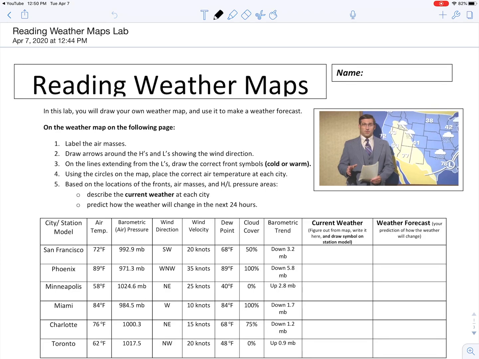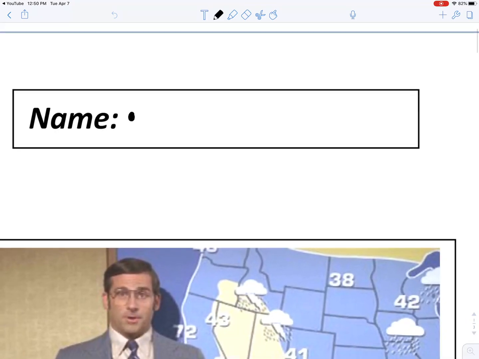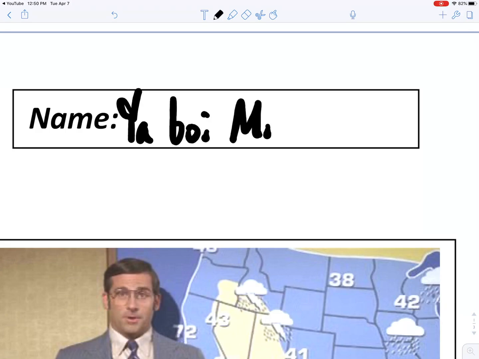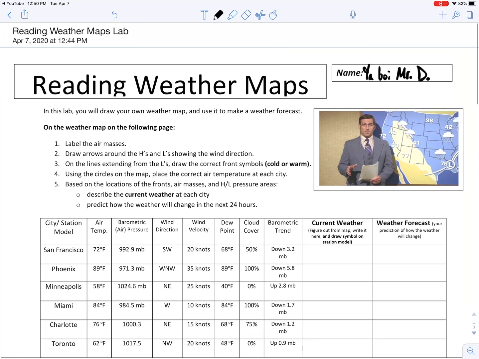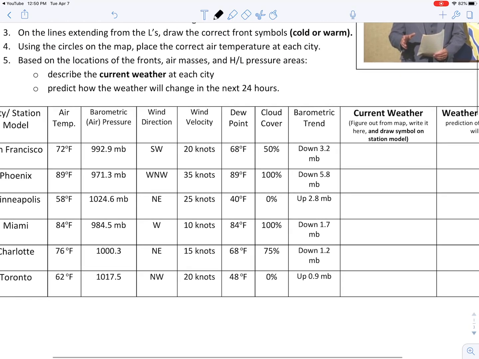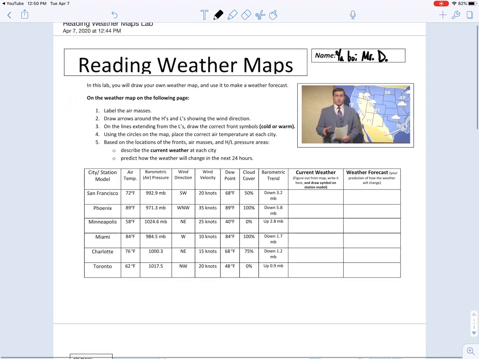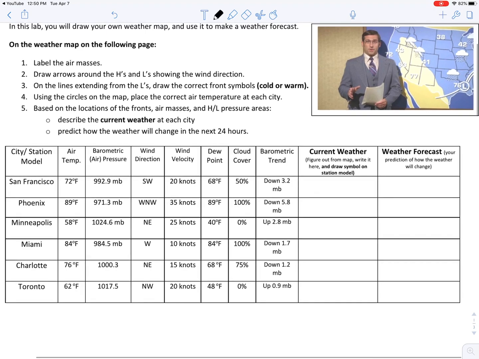So hopefully you've logged into Google Classroom at this point and uploaded this reading weather maps activity to Notability so you can follow along with me today using today's video and flip back and forth and work on the assignment as we go. First things first, we got to make sure we put our name on this assignment. So here we go. It is ya boy, Mr. D. I'm ready to go. Make sure your name's in there.